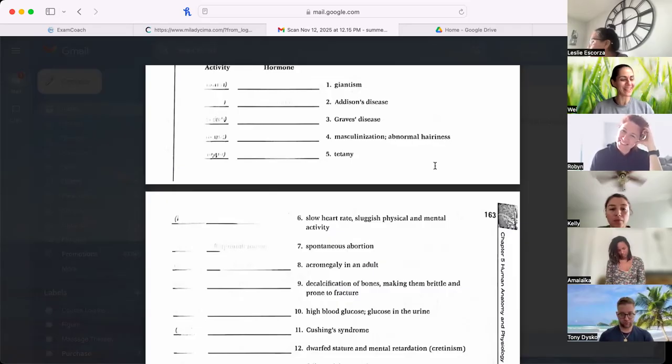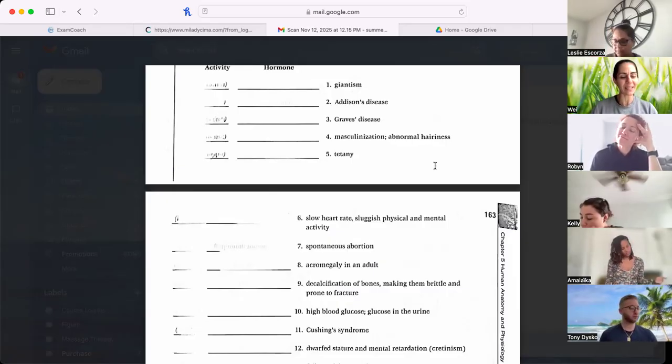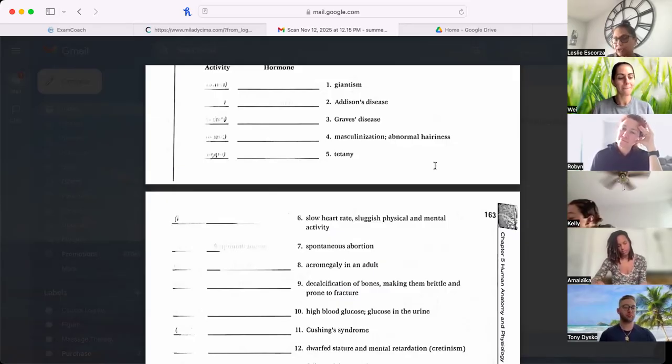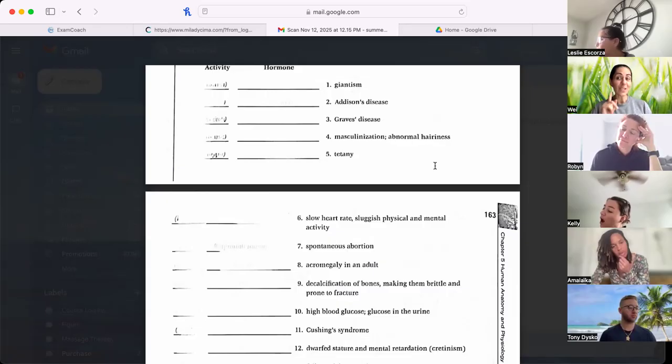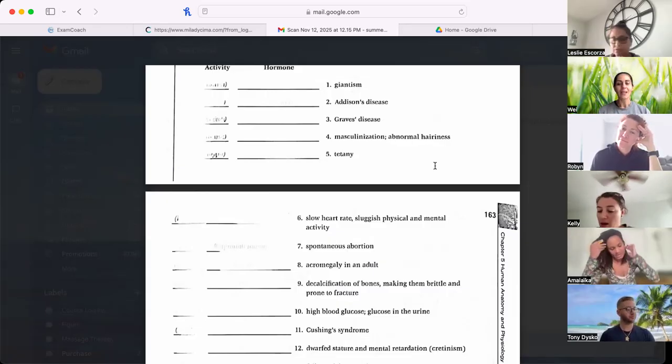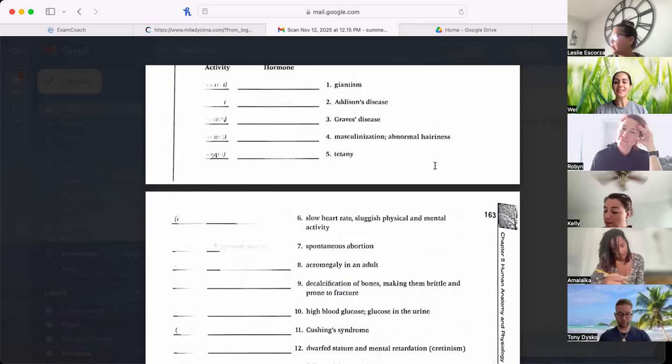Number 6. Who got this? Hypo or hyper? Slow heart rate, sluggishness, and mental activity. Hyper. It's low heart rate, sluggishness. It's hypo, right? Yeah. So everything that's hyper is overactive, and hypo is underactive.